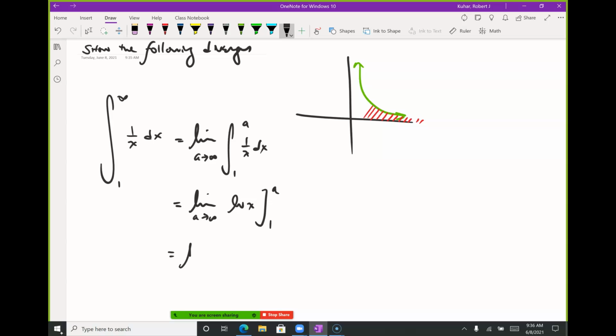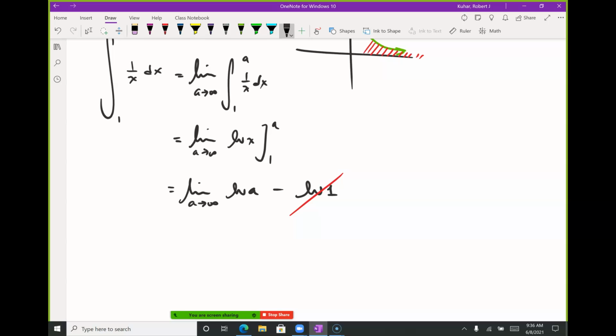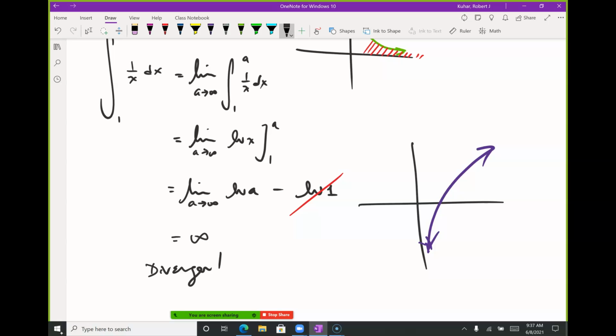So what do I get? I get the limit as a goes to infinity of ln of a minus the ln of 1. I don't need the limit piece on the ln of 1. And ln of 1 is 0. And then I'm doing all of these graphically in my head. I know where ln of x goes as x goes to infinity, right? It goes to infinity. So divergent. Pretty darn simple.